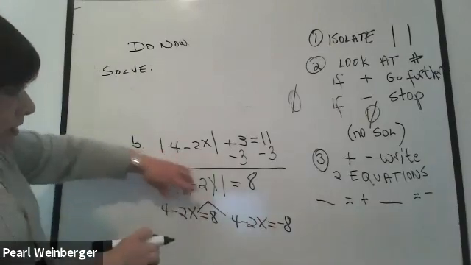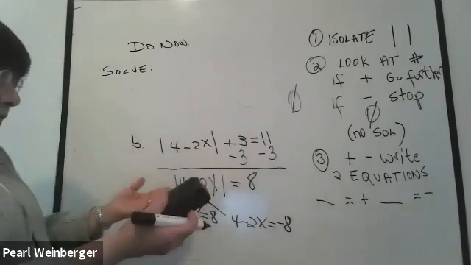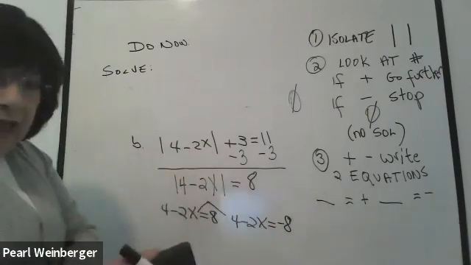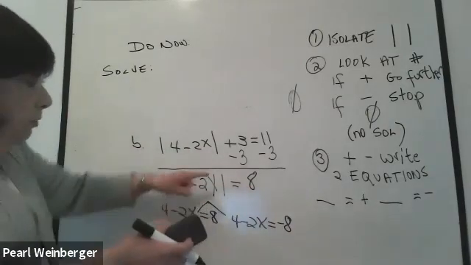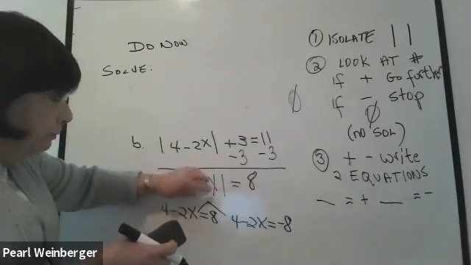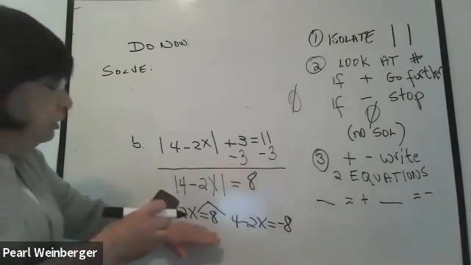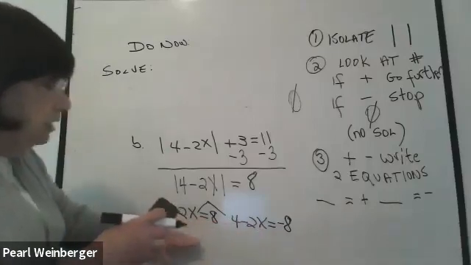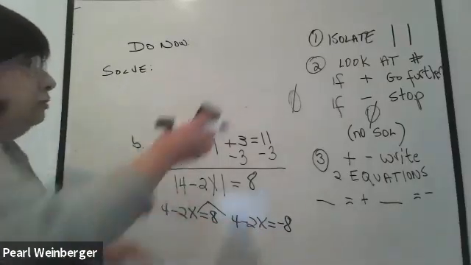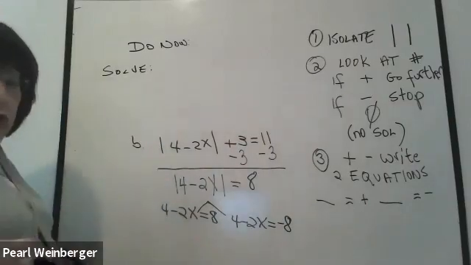Why do we do that? Because if this number in here turns out to be a positive 8, and we take its absolute value, it will certainly give me 8. But if this number in here turns out to be a negative 8, it will still, when I take the absolute value, give me 8. So I always end up with 2 equations to solve. Either I have nothing to do because there's no equation to solve, or I end up having 2.